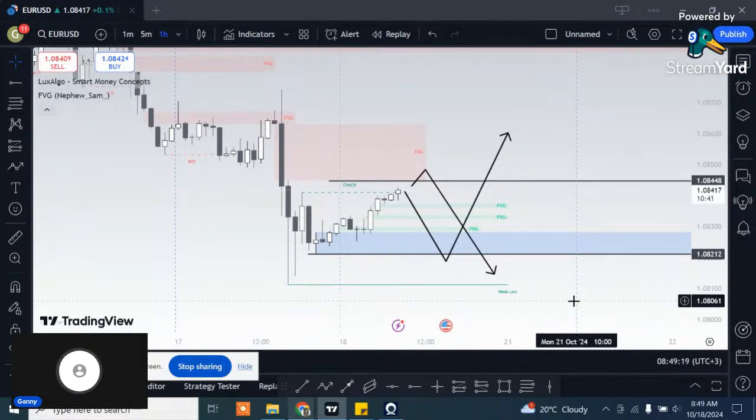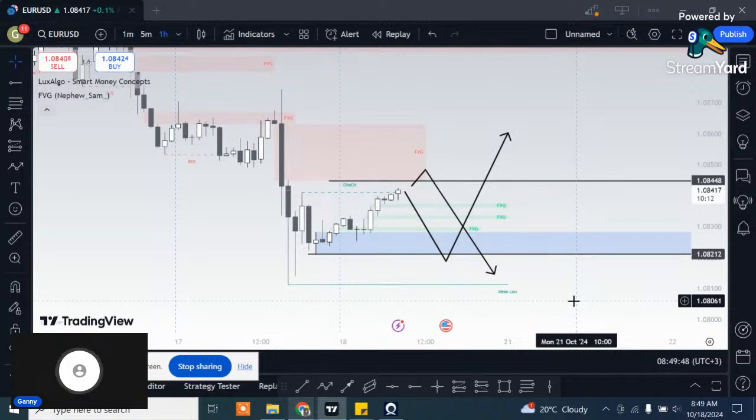And when it comes to entry, I like to look out for what I call an inversion fair value gap. This is a commonly used term in the trading industry. Now, what an inversion fair value gap is, it's basically when price or a price candle overlaps or covers a previously existing fair value gap.